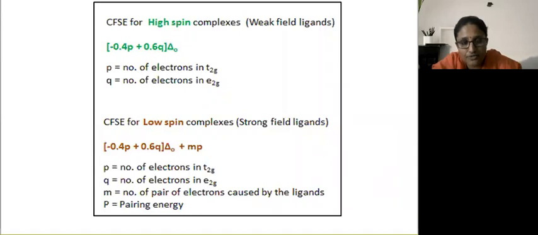And the formula to find out the crystal field splitting energy for low spin complexes is minus 0.4 P plus 0.6 Q del O plus MP, where P is the number of electrons in the T2g set of orbitals, Q is the number of electrons in the Eg set of orbitals, and M is the number of pairs of electrons caused by the ligands, and P is the capital P, the pairing energy.